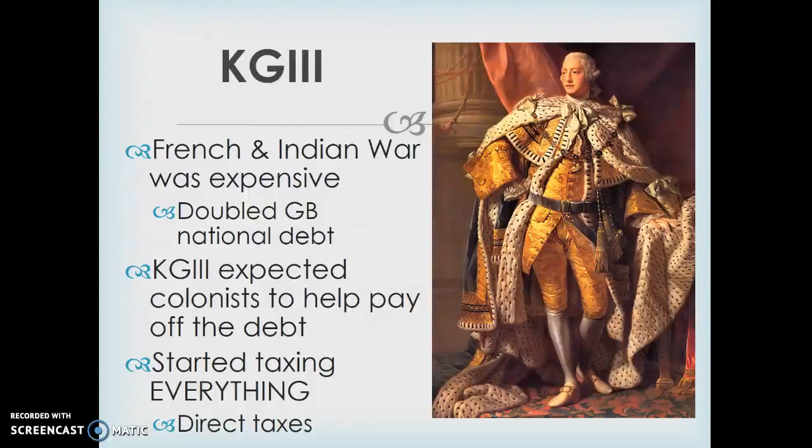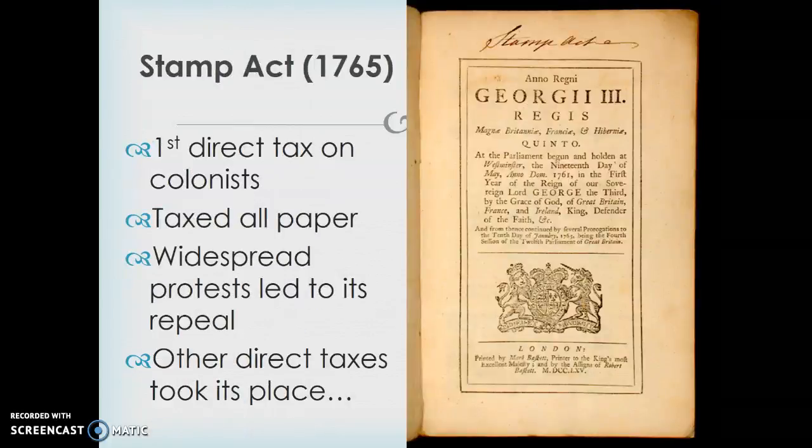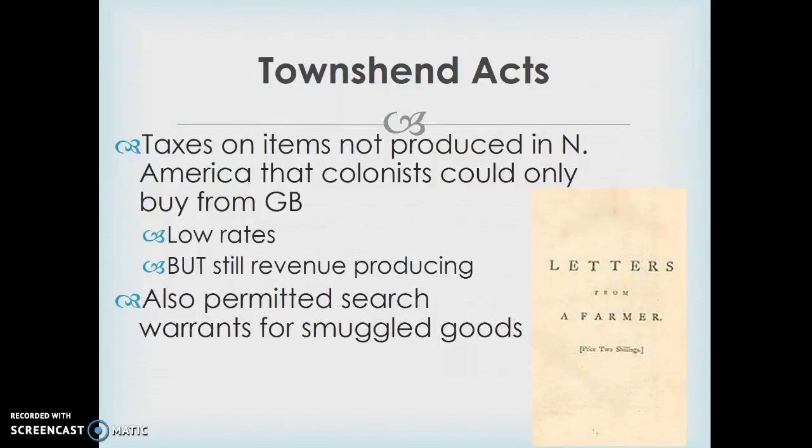So they start taxing everything. You remember the Stamp Act. It's the first direct tax on colonists. It taxed all paper and also playing cards and dice, weirdly enough. Not sure why that was included, but it was. And it led to widespread protests, which then led to its repeal. Other direct taxes quickly took its place, though. The Townshend Acts taxed items not produced in North America that the colonists could only buy from Great Britain. Now this tax had a low tax rate, but it was still revenue producing.